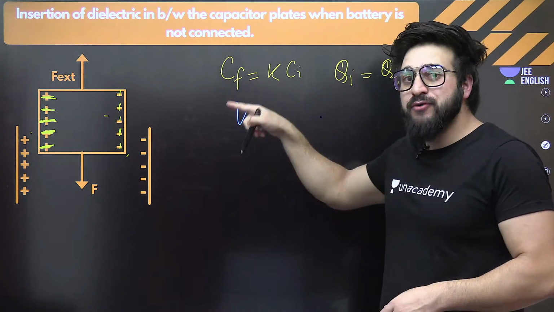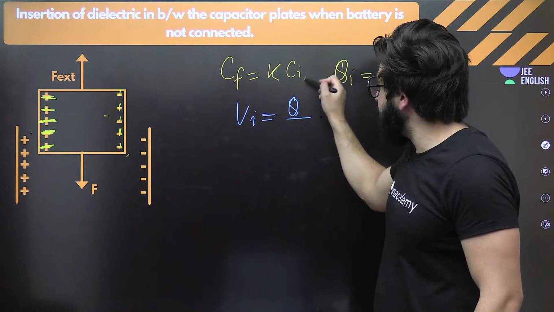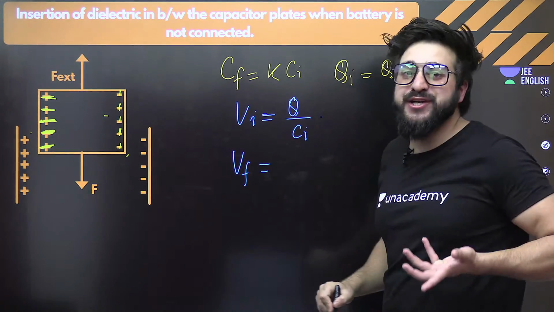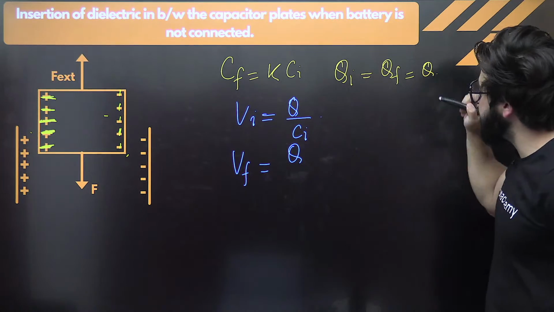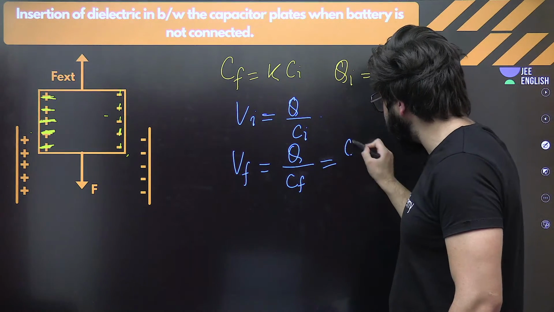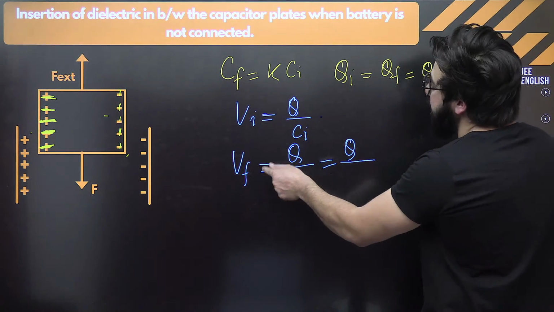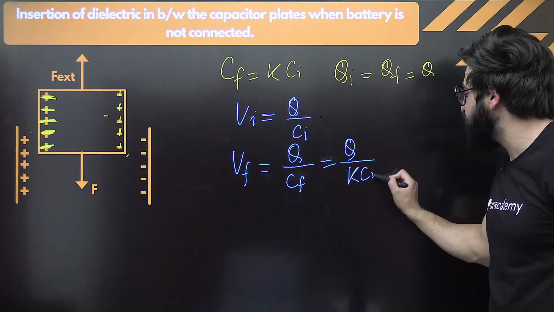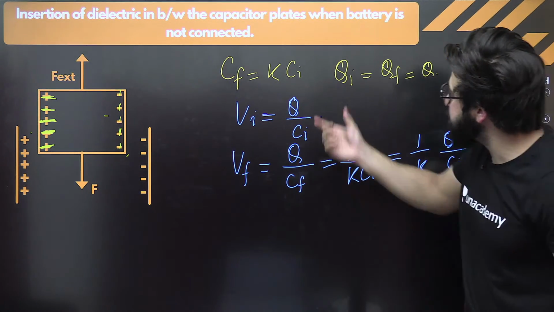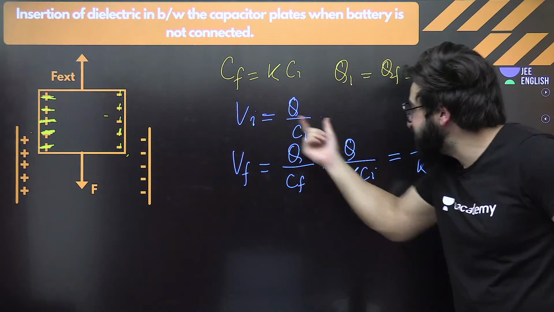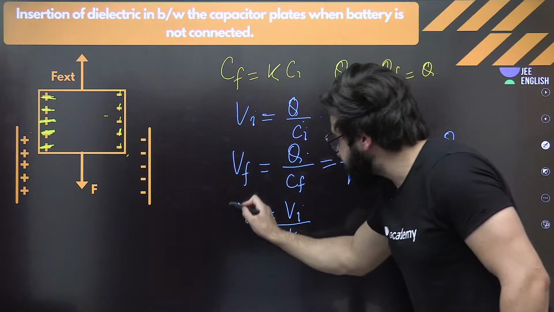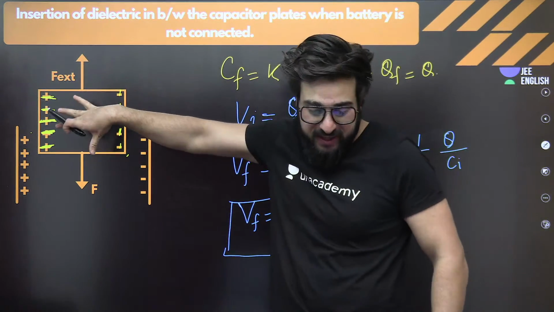Potential, from C equal to charge over potential, is the charge Q upon the initial capacitance Ci. What happens with the final potential? Finally the potential is V. The charge is the same Q finally also, so the capacitance finally will be Cf. Now write this as Q upon Cf. What is the value of Cf? It is K times Ci. So you can write it as 1 by K times Q by Ci. What is Q by Ci? That is the initial potential. So instead of this, I'll write the initial potential Vi upon K. This means the potential has been reduced by the dielectric constant if you place the dielectric.